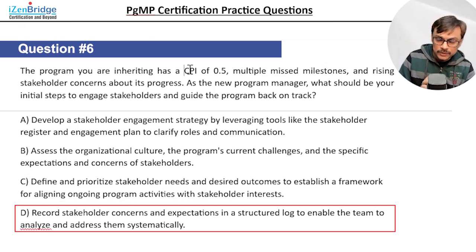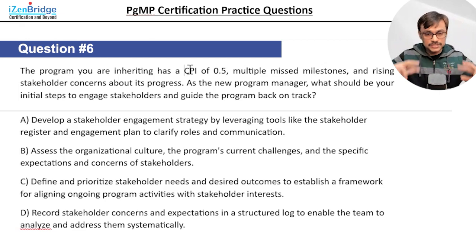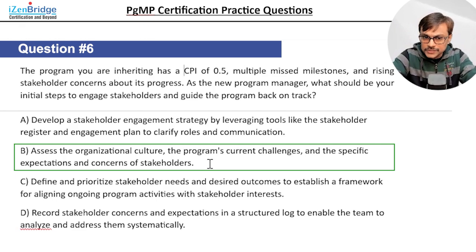Option D, record stakeholder concern and expectation in a structured log to enable the team to analyze and address them systematically. Definitely, I will do that. Yeah, all are relevant options, I would say. And when we have many relevant options, we need to see which one is the most open-ended systematic approach which covers more ideas and which talks about let me figure it out before I tell I will do this, and that way I go with option B.